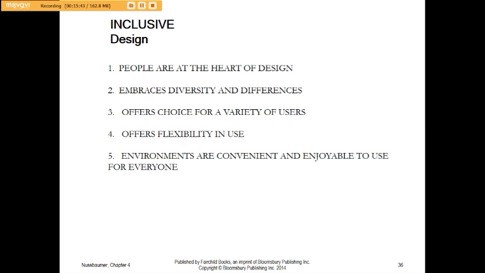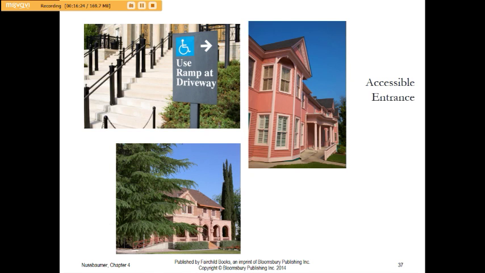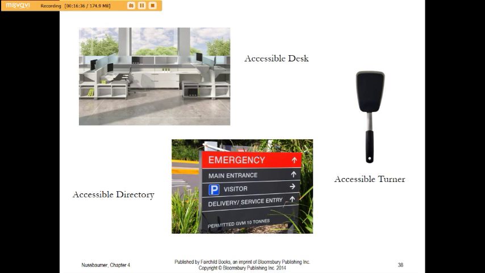Now, inclusive design takes it a little further, and it looks at people as the heart of design and embraces people's cultural diversity and differences, and it wants to offer choice for a variety of users without them even thinking about it, such that someone coming up to a building with a ramp on it does not have to be embarrassed that they have to go down to the back of the building. So here's some ideas. We have accessible entrances, but when we integrate those entrances and we don't tell someone they have to go around to the back of the building, we make it a much more inclusive design.